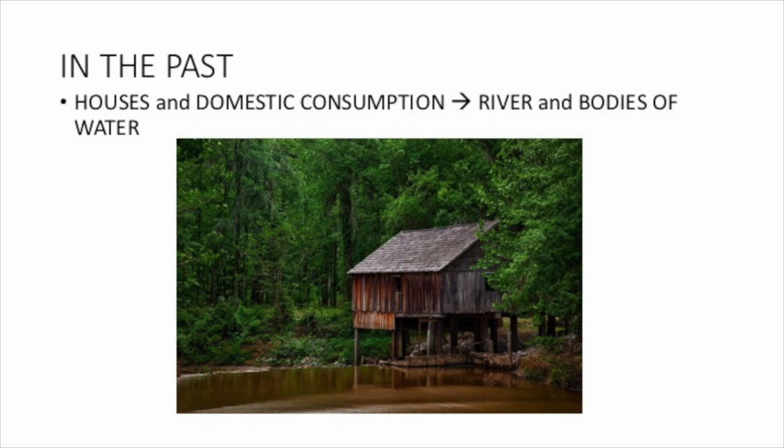In the past, houses and domestic consumption. River and bodies of water. Yes, you see this house here. This is a house made of wood, and it's located right next to the river because there was no way for the water to be channeled to the houses. Like now we have pipes and pipelines. You go home, turn on your tap, the water comes out. In the past, they had no pipes. So they had to live next to the water supply. And then when they wanted water, they would go to the river and take some. That's how they got water in the past.